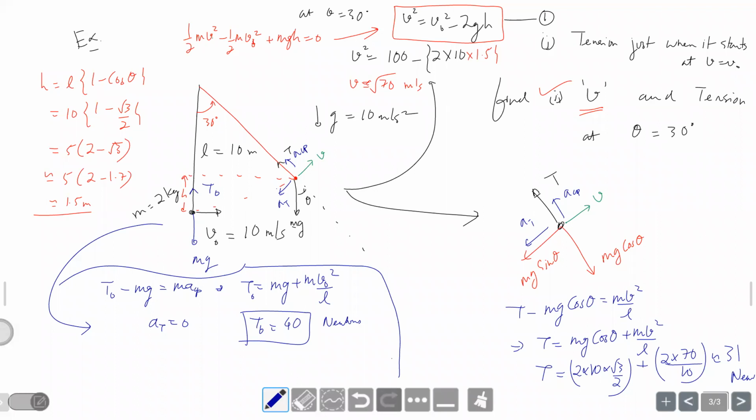So now come to the third part. And what is the maximum angle? You'll be able to show from work energy that it doesn't reach 90 degrees. Because to reach 90 degrees, how much height does it have to climb? 10. Okay. So its potential energy has to increase by how much? mg into L. So that is how much? 20 into 10, 200 units.